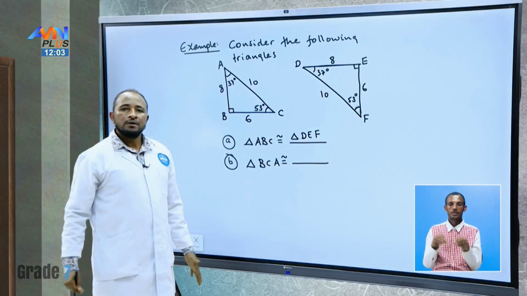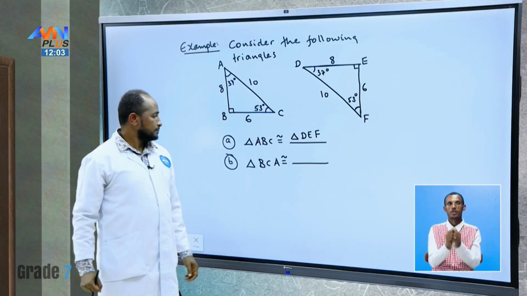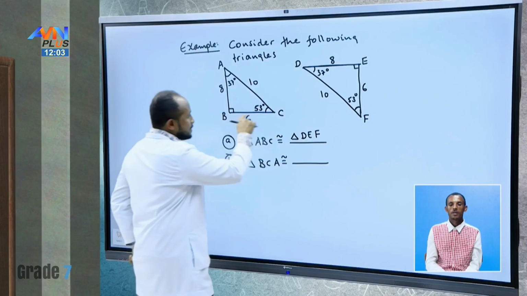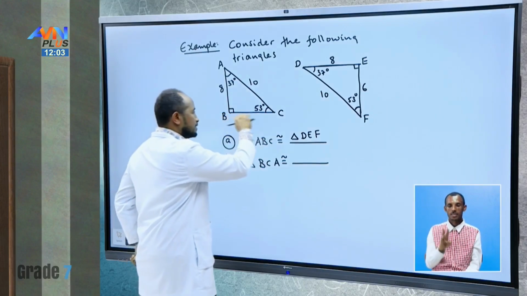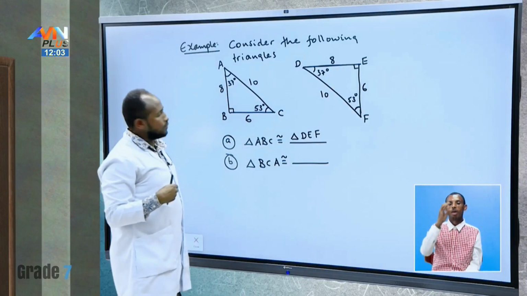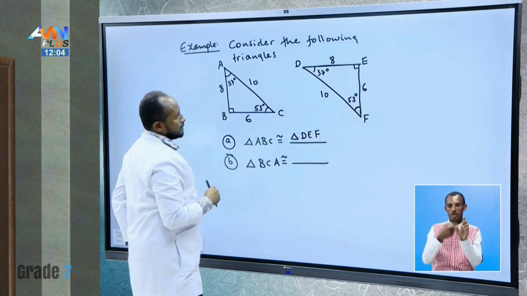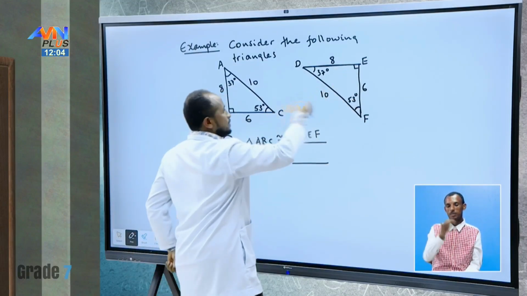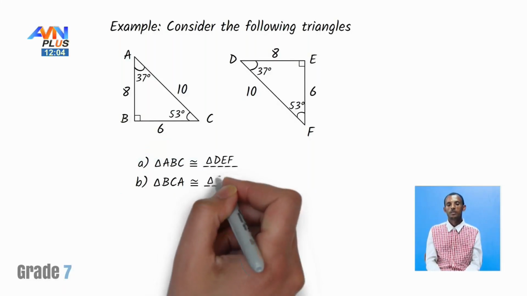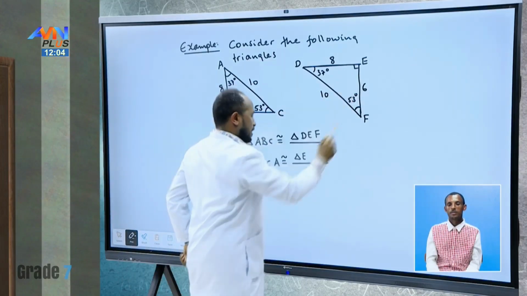Students, have you tried the question? Good. Let's see the answer together. Here, BC is 6 units. So this side, BC, fits on 6 units. It must fit on EF. In what order? BC, from 90 degree to 53. So here, BC fits on 90 to 53 EF. Therefore, triangle BCA is congruent to EF.